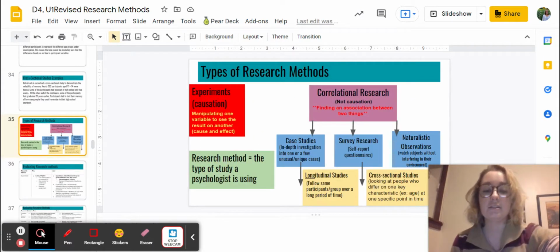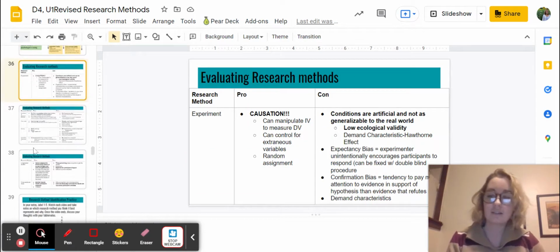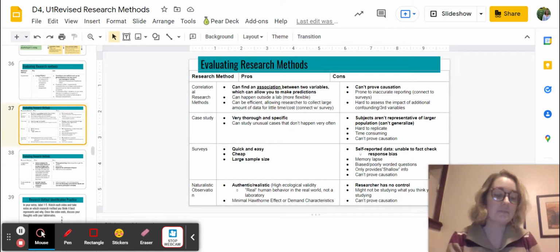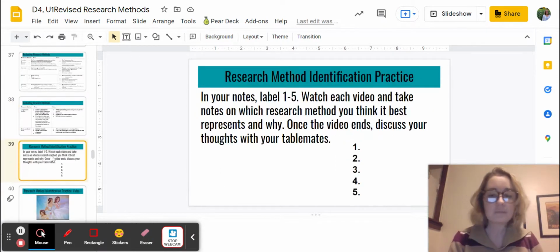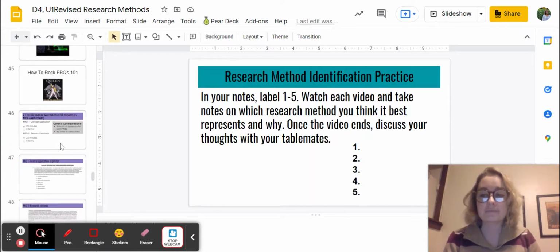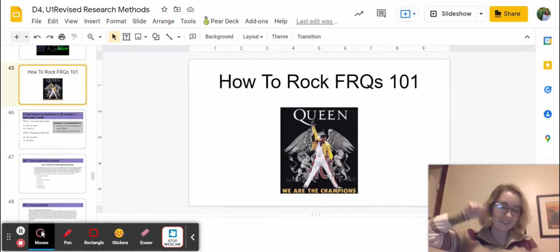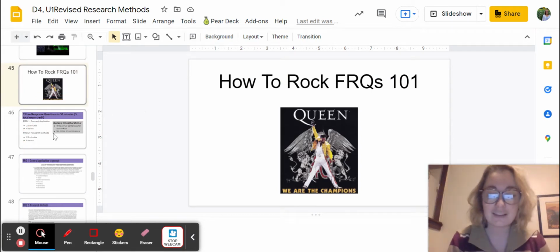So there you have all your research methods. And I put in here, if you want to look back and get a really quick memory cue to remember what the pros and cons are of each different type of research method, I have that all here. All right. So now let's get into how to rock your FRQs 101, so you're going to be feeling like the champion at the end of the AP exam.